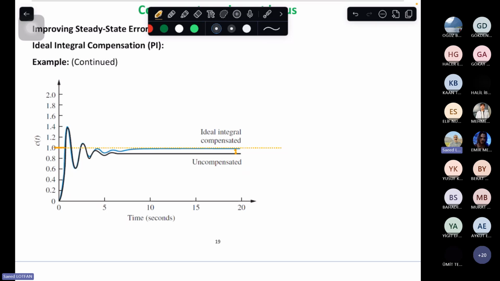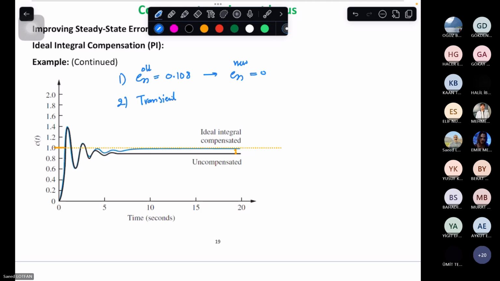So what are our observations here? Observation 1, steady state error old was 0.108. Now steady state error new is 0. Second, transient response is not affected that much. So with PI controller, ideal integral compensator, we can guarantee these two things. Transient response is not affected that much, and steady state error becomes 0 as the type of the system increases. Any question?